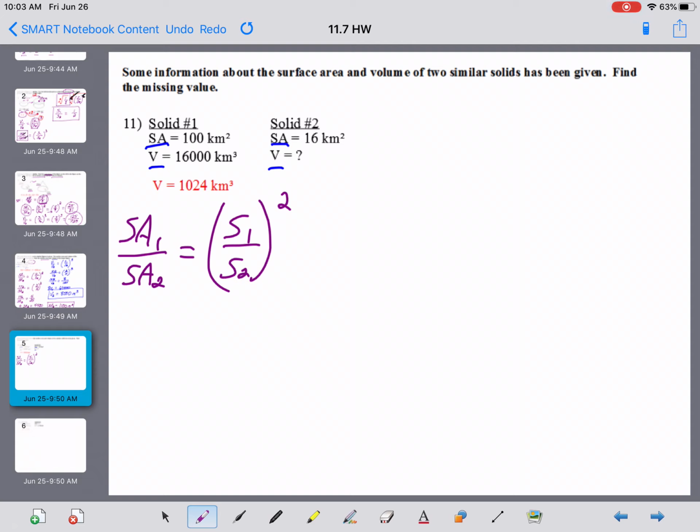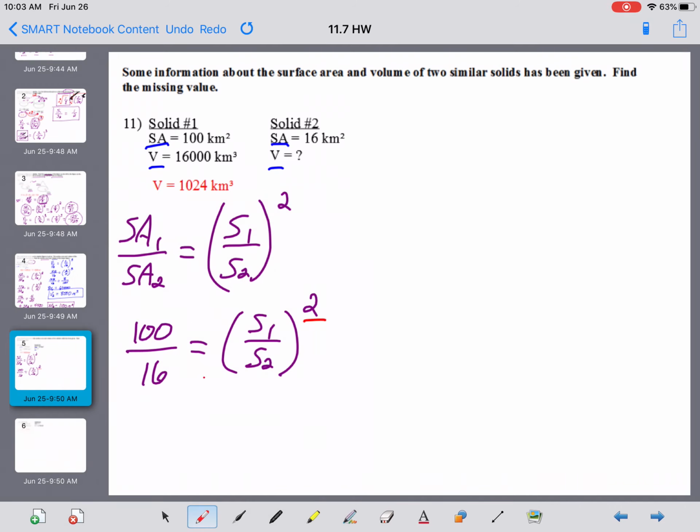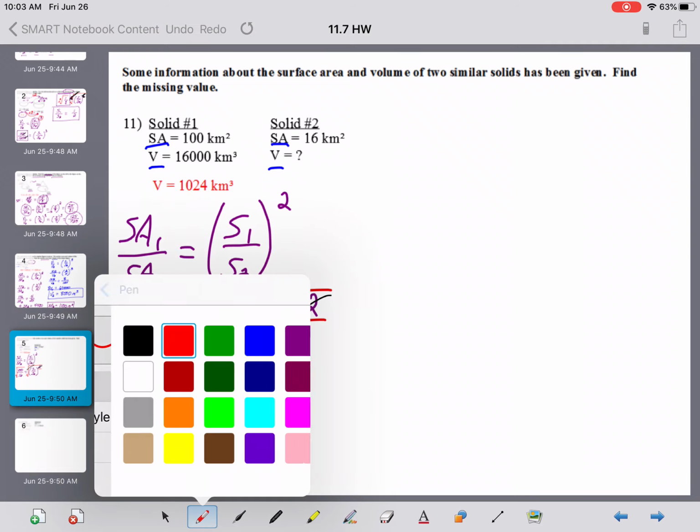Let's get going with this now. Surface area of the first figure is 100. Of the second figure is just 16. That's going to equal, and I'm really just looking for the scale factor here, guys, side 1 over side 2 squared. Let's just do this trick right off now. To get rid of a square, we want to do a square root on the right, and we balance that by taking a square root on the left. So the square and the square root cancel each other out on the right-hand side.